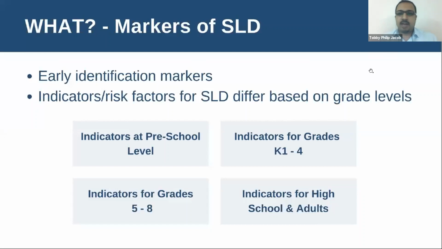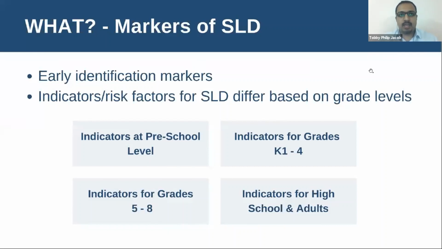So what are markers of SLD? They are early identification markers that provide us with information that the child might require support. Indicators or risk factors differ based on the grade levels. Over here, I have put up indicators at the preschool level, for grades KG 1 to 4, for grades 5 to 8, and for high school and adults. This is actually in an Indian context.